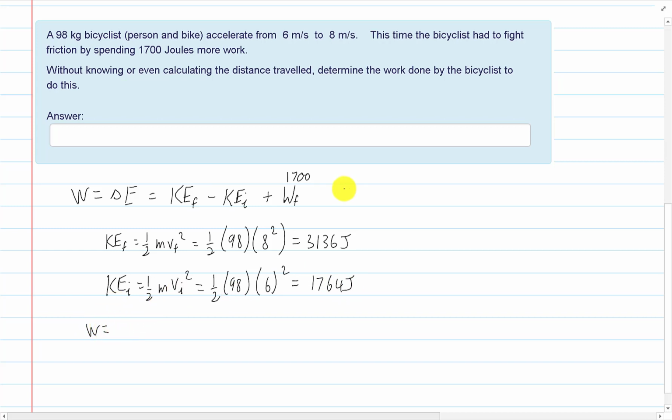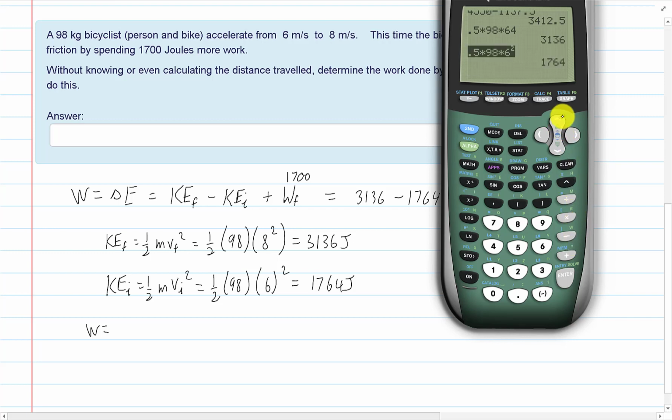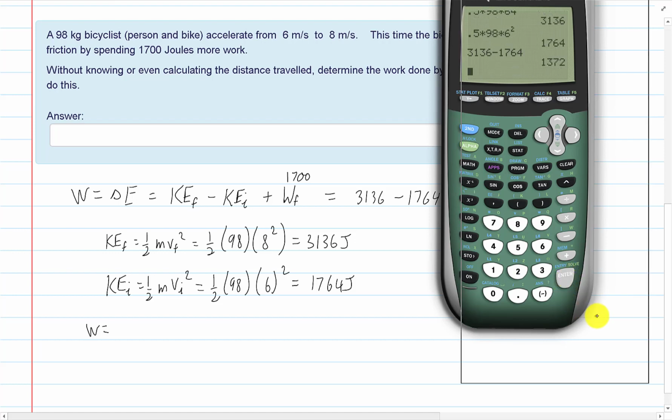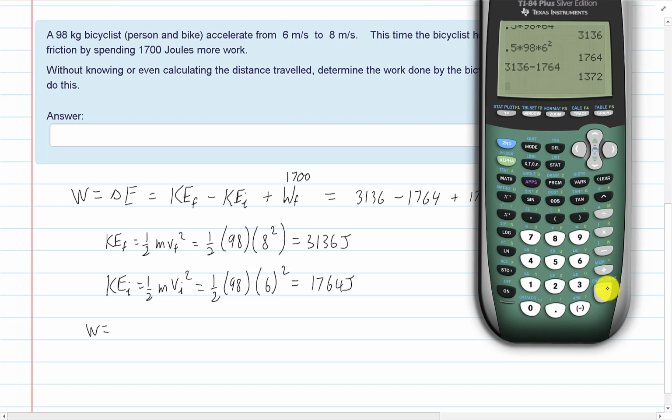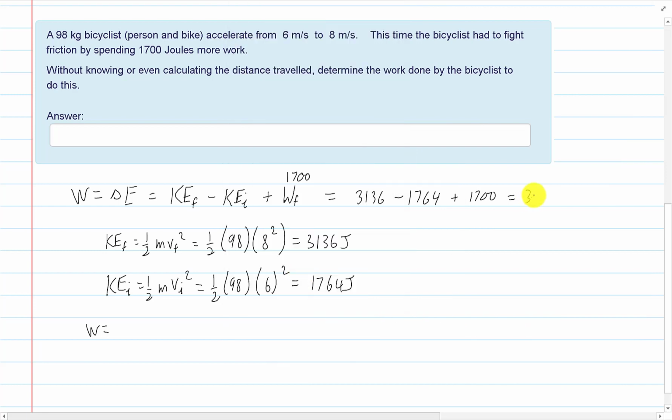So the work is going to equal, actually I'll put it back up here, 3136 minus 1764 plus the 1700. Take how much energy it ended with, minus how much it began with, and that's the change in kinetic energy, 1372, but friction took away 1700. So not only did he have to put 1700 in, he also had to put in 1372. So we have to add those two together, because friction took away 1700. So it's 3072 joules is the answer.